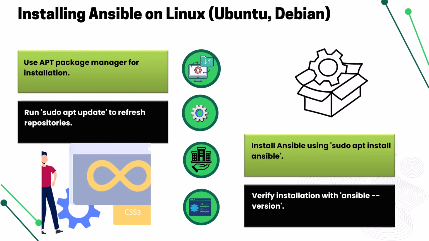Linux folks, installing Ansible is a breeze. First, refresh your repositories with sudo apt update. Think of it as cleaning your fridge before stocking groceries. Then install it with sudo apt install ansible. Finally, run ansible --version to confirm it's alive and kicking. If only all installations were this smooth.